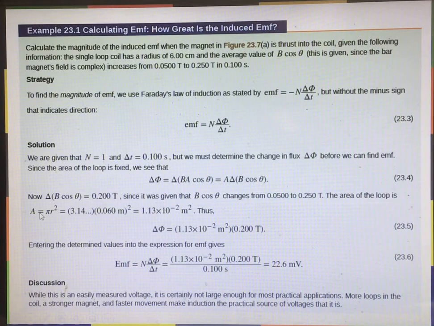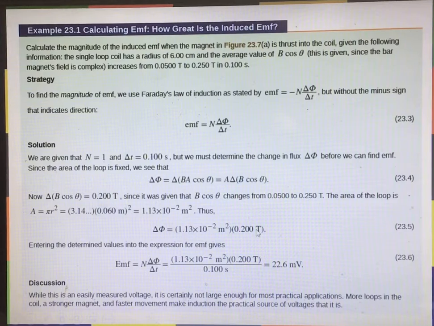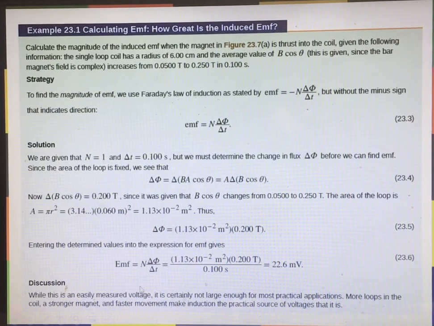First I want to calculate the area, and then I can multiply the area by the change in the magnetic field. So the change in the magnetic field is 0.2 as you go from 0.05 to 0.25. If you multiply that by the area, you get a change in the flux, which is given by that equation. And then if you plug that into this equation right here, you can calculate the change in the EMF and this will just be 22.6 millivolts.